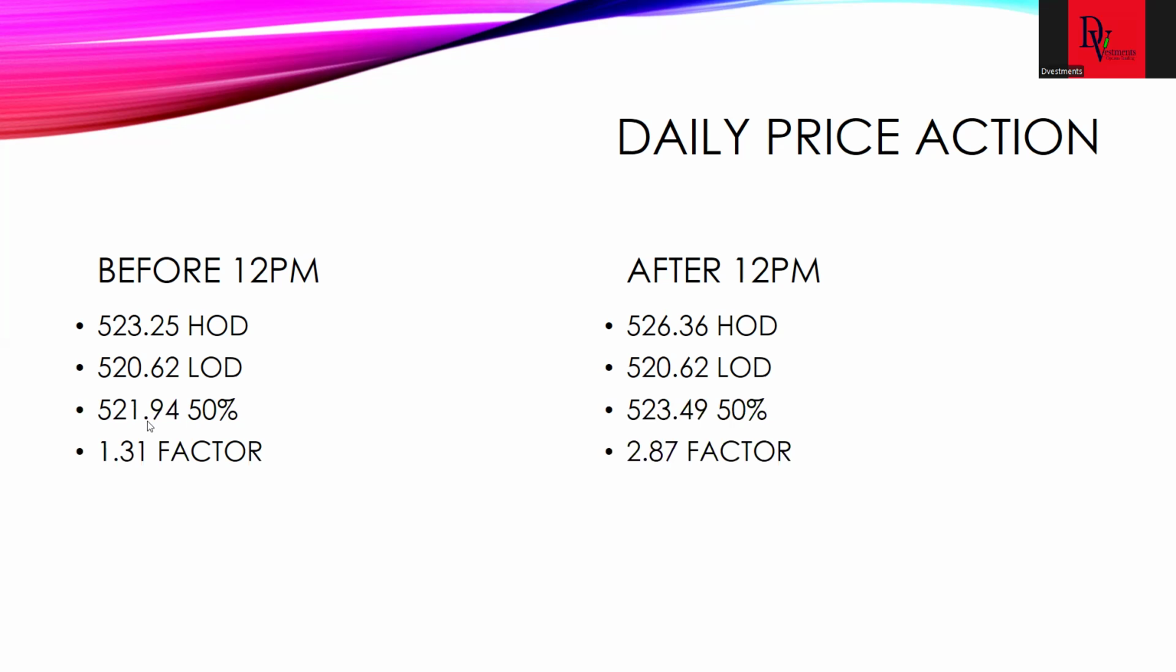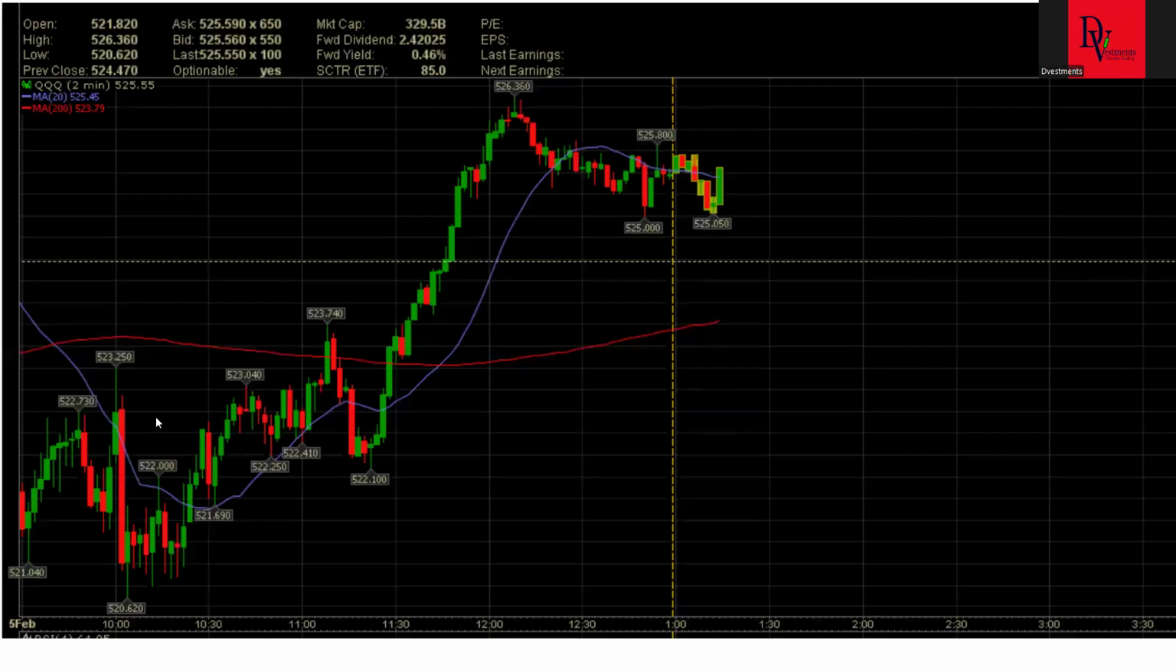Before 12 o'clock, the 50% movement was 521.94. That was price. So if we go back and look at this chart, this is letting us know that 521.94 is the 50% price mark of this move right here from 523.25 to 520.62. That means it's halfway. Okay, this is halfway. So if price is above that, we're looking to go bullish. If price is below the 50% mark, we're looking for a bearish entry.